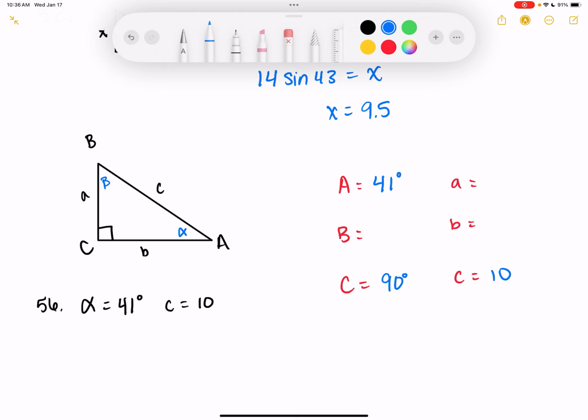All right, so what can I do next? Find angle B. So how do I do that? 180 minus 90 minus 41. Yep, so there's 180 degrees total in your triangle. So 180 degrees minus 90 degrees minus 41 degrees is going to give you that third angle, 49 degrees.